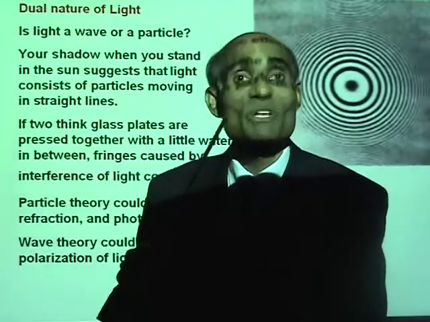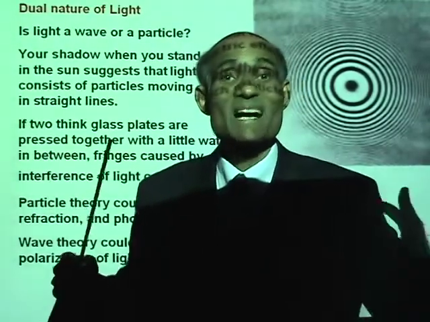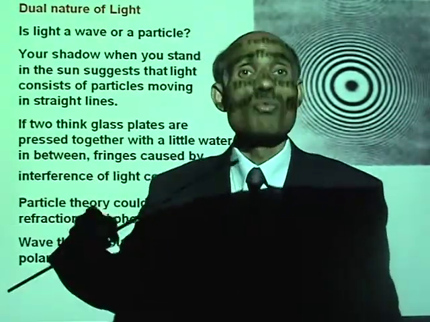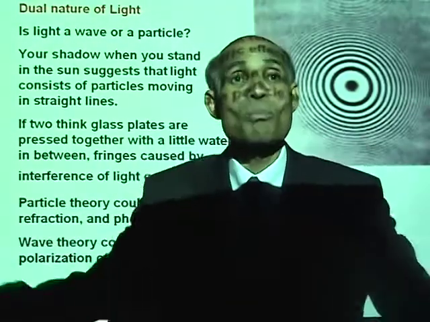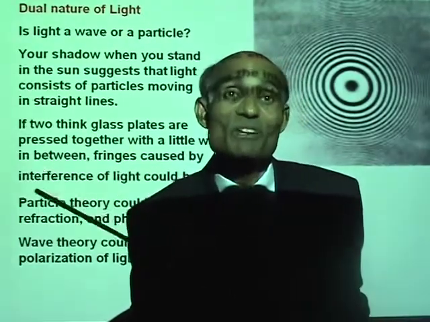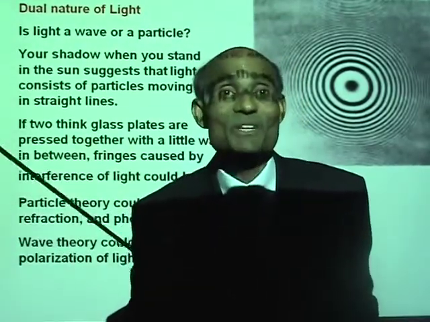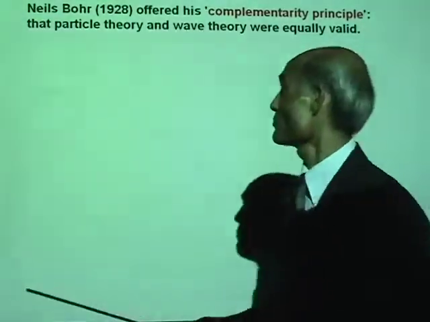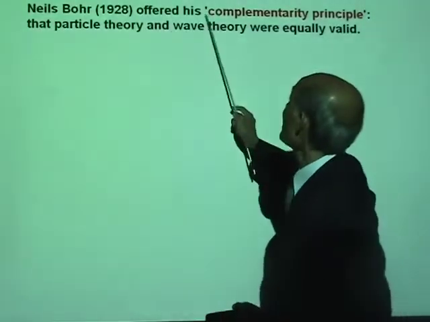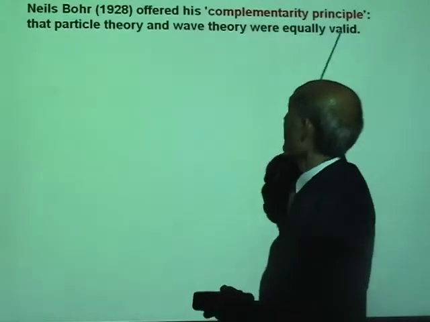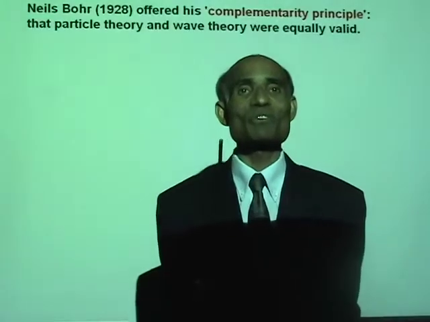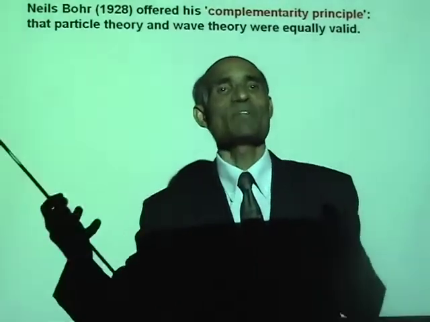What did I say the quantum theory suggests? Quantum theory assigns wave nature to every particle. In other words, wave nature is inherent to all particles, but that becomes apparent only when the particle is very, very small, like electrons and protons or photons and so on. Now, Niels Bohr in 1928 offered his complementarity principle. That is the principle which actually brought these two controversial theories together, the particle theory and the wave theory.